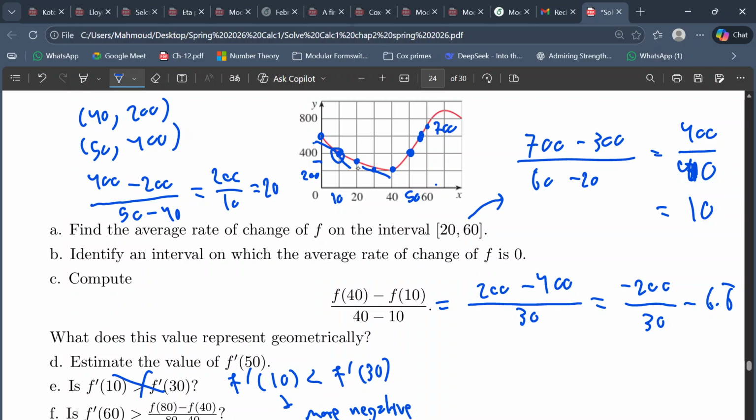Is f prime of 60 greater than this average, f of 80 minus f of 40 over 80 minus 40? We have 80 minus 40. I will show you how to do it. Between 40 and 80, right? This quantity represents the slope of what? Of the secant line, right? Between this point, where is 80? 80 is here, right?